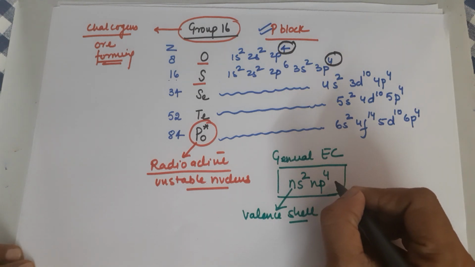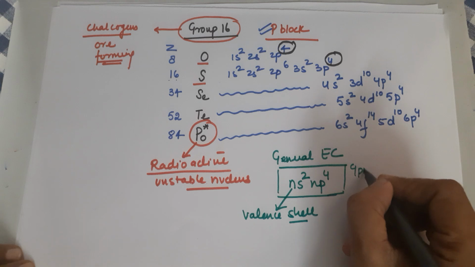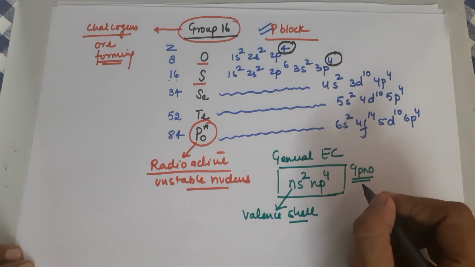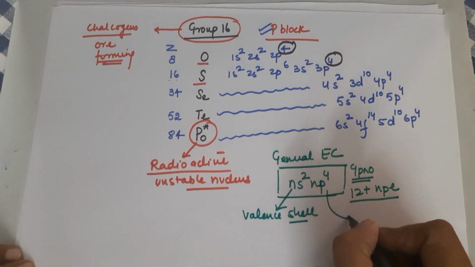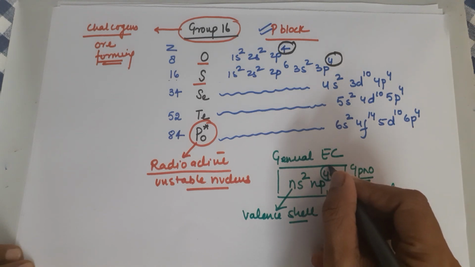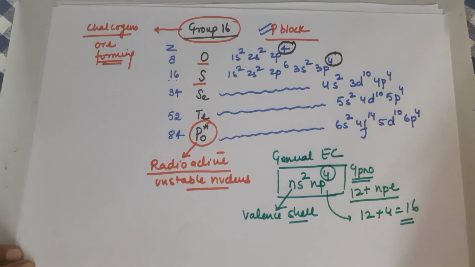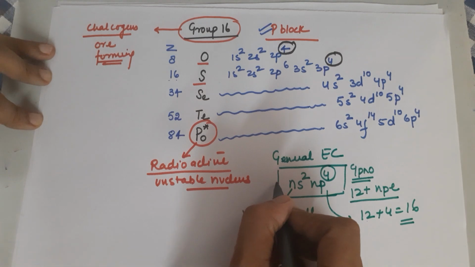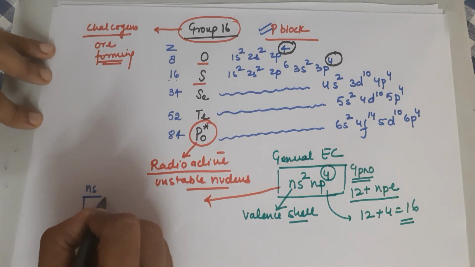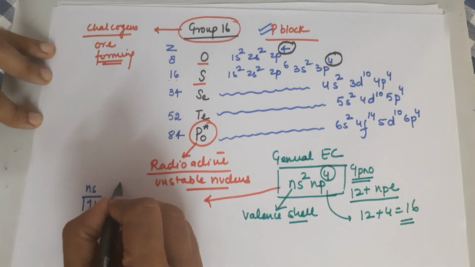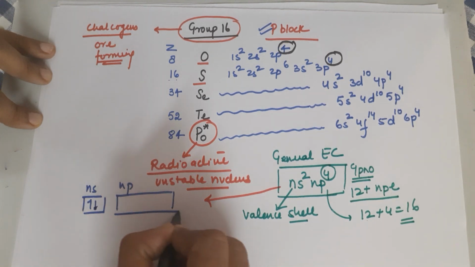Also, since they belong to the P block, the group number for P block elements is given by 12 plus the np electrons. So as you can see, the group number would be 12 plus these 4 np electrons. Hence the group number is 16 for the oxygen family. Fine. Moving on to the oxidation states. If I talk about the general configuration, you know that the outermost s subshell has 2 electrons, while the outermost p subshell has 4 electrons.